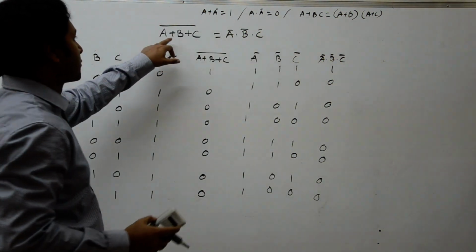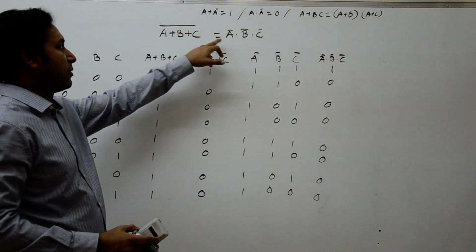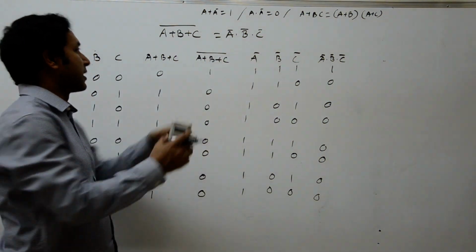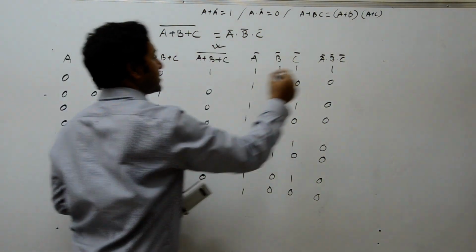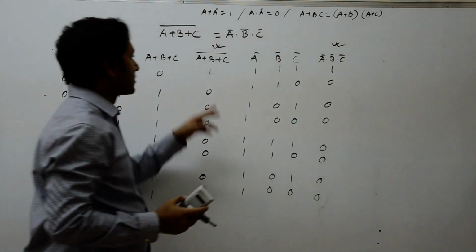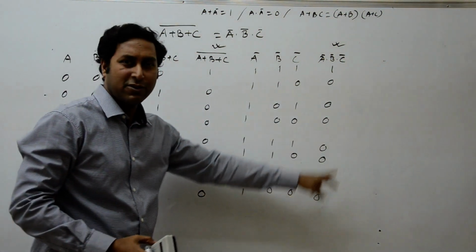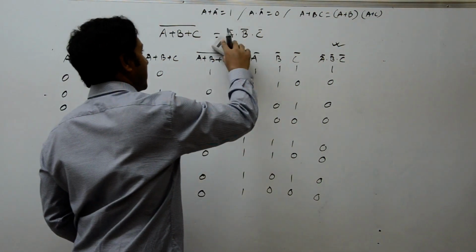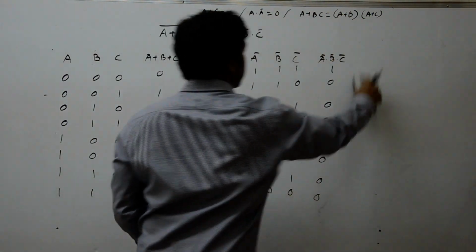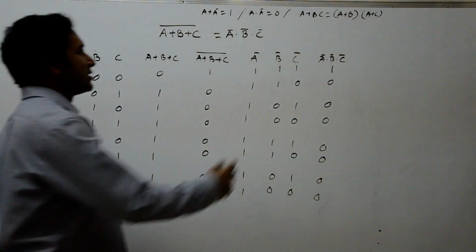Now, what we need to prove? A plus B plus C whole bar is equal to A bar dot B bar dot C bar. That means we will compare this with this. See the values. 1, 1, remaining all of them 0. Here also 0. What does it mean? Our De Morgan's law with 3 variable is proved.